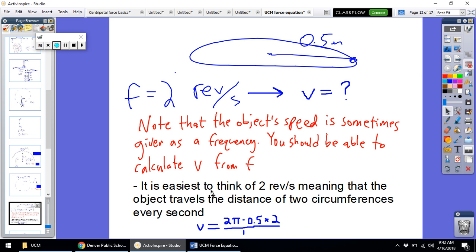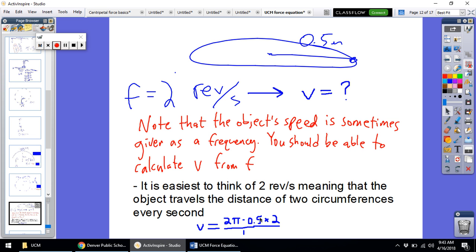And the easiest way to think about it is that 2 revolutions per second means that the object travels 2 circumferences every second, right? So if you think of the distance being 2 circumferences, circumference is a distance, right? So if you can calculate the circumference of that circle and you know it does 2 of those distances every second, you can use that to find the speed, right? So you should hopefully be able to calculate the answer to that first question, right?